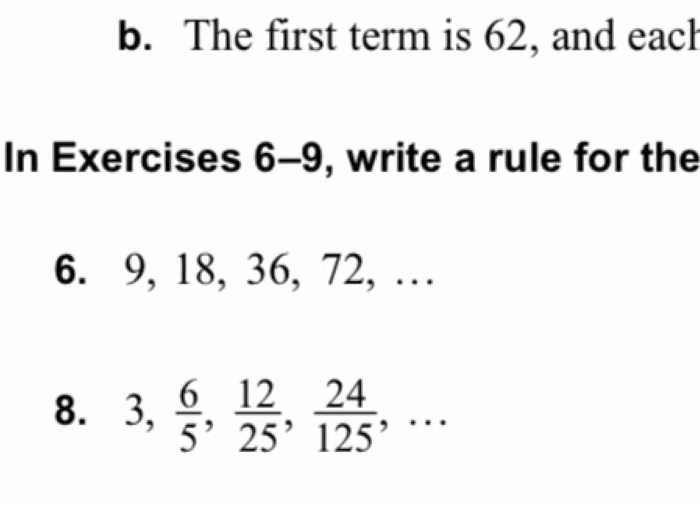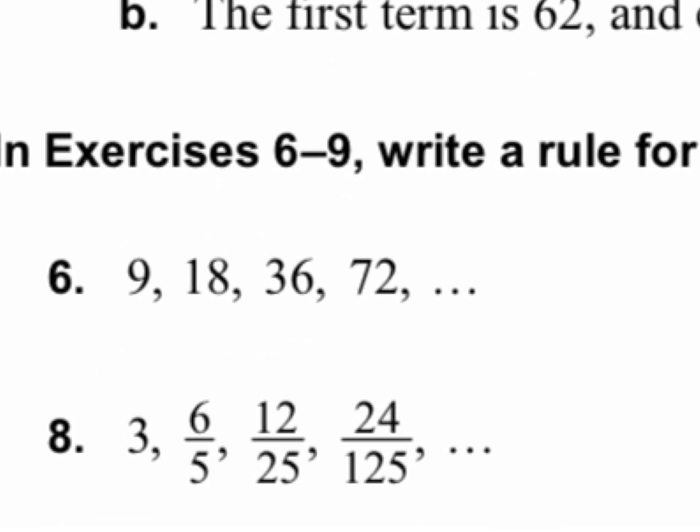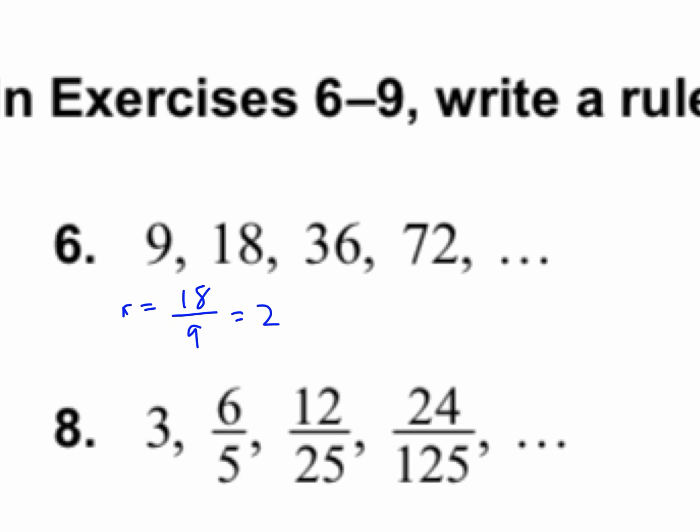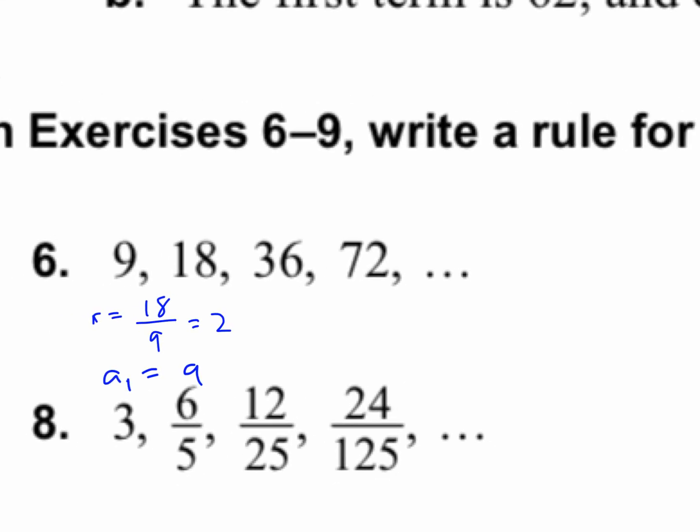Number 6. So again, we're writing the rule and finding a sub 7. So first we want to find our r. To find r, just divide the second term by the first one. We get 2. So we're multiplying by 2. And what is our a sub 1? 9. So to plug that into our formula, we have a sub n is equal to 9 times 2 to the power of n minus 1.